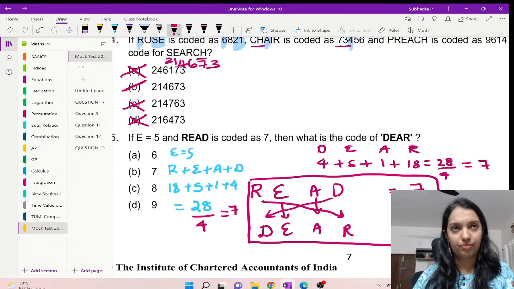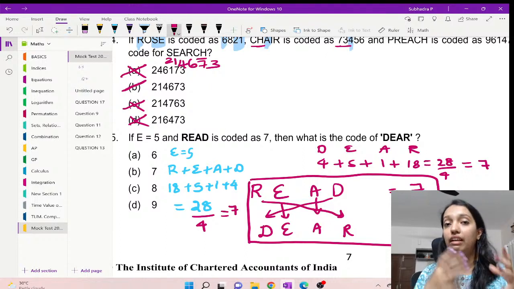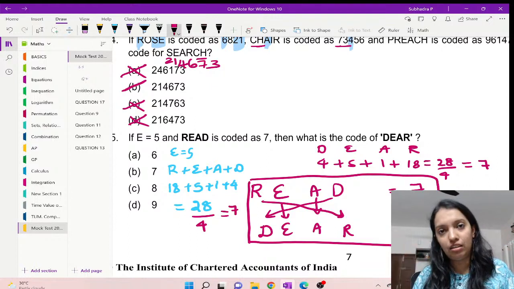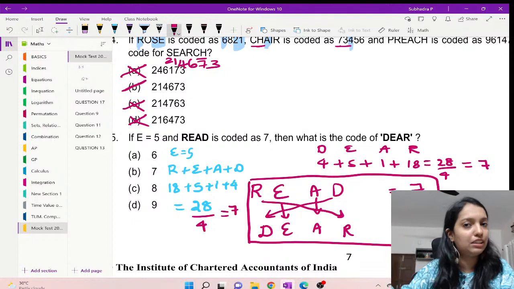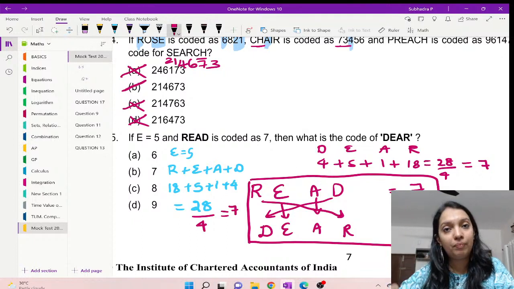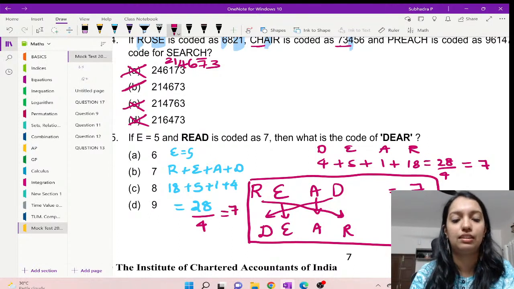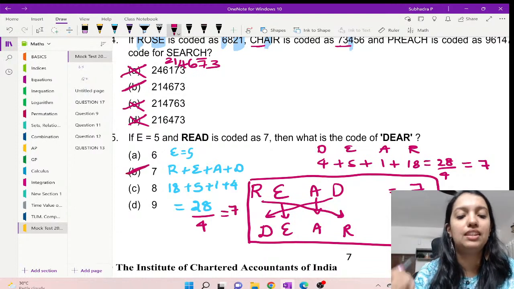Instead of dear, they may ask you something else, like dearest person, dearest. So something like that. You know how to calculate now. You just have to go by the gematria chart, add them, divide by the number of letters. If it is DEAREST, divide by 7, you will get your answer. So the correct answer for this question is 7.